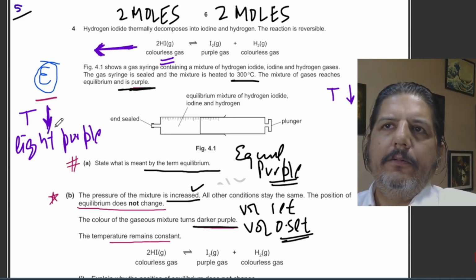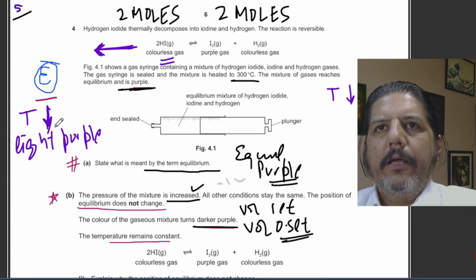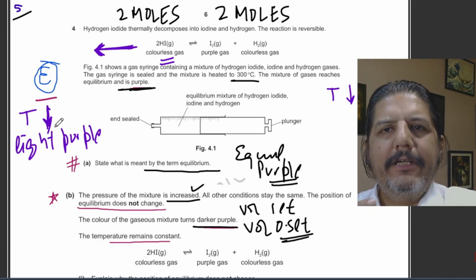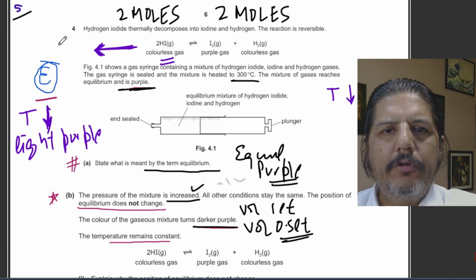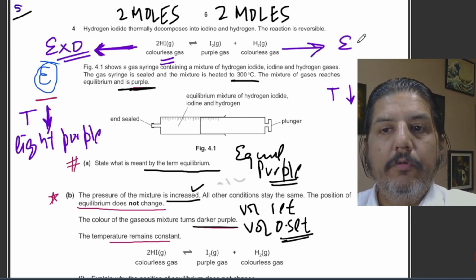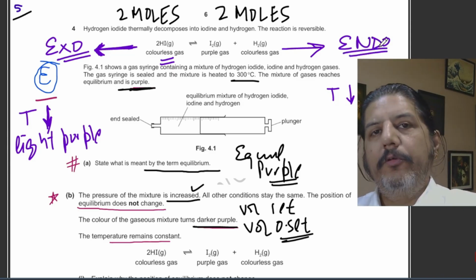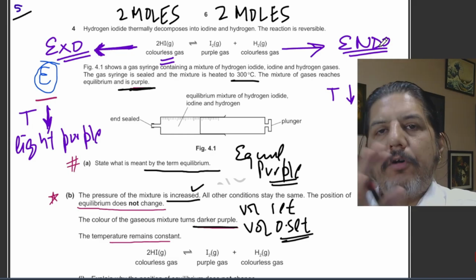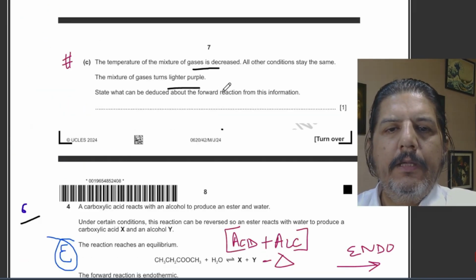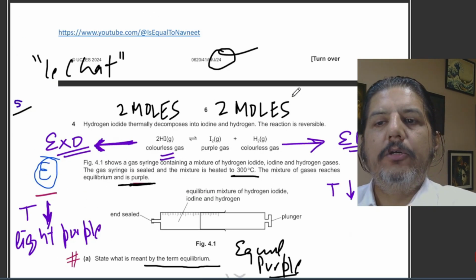Now you are decreasing the temperature. Now, as per Le Chatelier, the system will try to increase the temperature. So the system understands that if it reverses the direction, then the temperature can be increased. So this direction would be exothermic, which implies that the forward reaction would be endothermic. If the reverse is exo, then the forward would be endo. If the forward is exo, then the reverse would be endo. So what we can deduce is that if temperature is decreased, the forward reaction is endothermic.